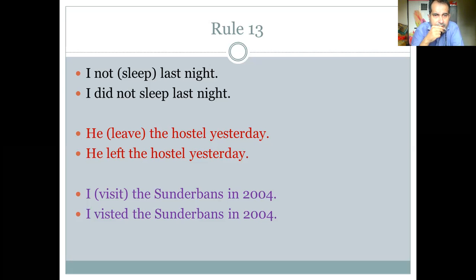Another example: I visit, in bracket, the Sundarbans in 2004. So the signal word here is 2004. It's a phenomenon of 16 years ago. So certainly you can use past indefinite. I visited the Sundarbans in 2004. Remote past. It happened 16 years ago. So very certainly you can use past indefinite.